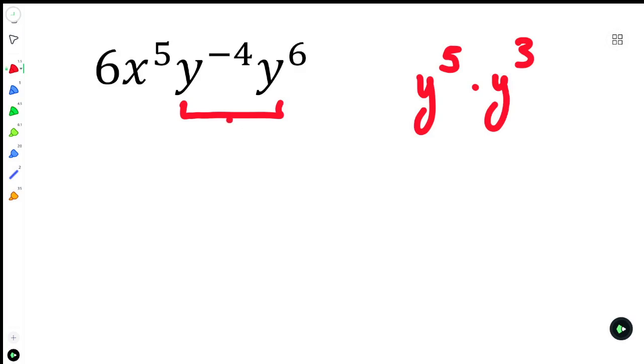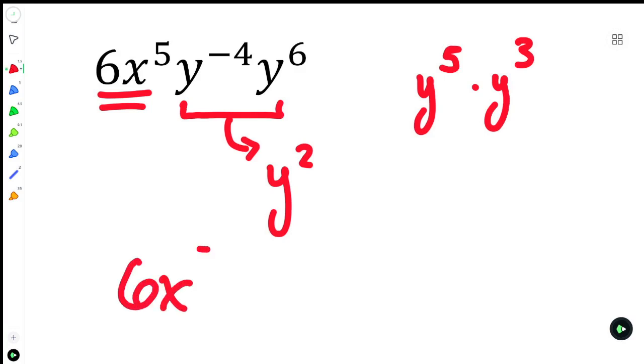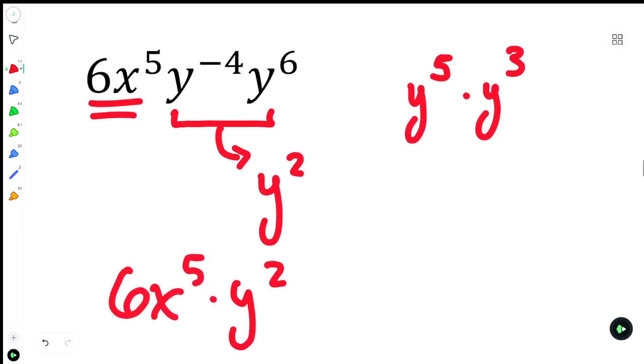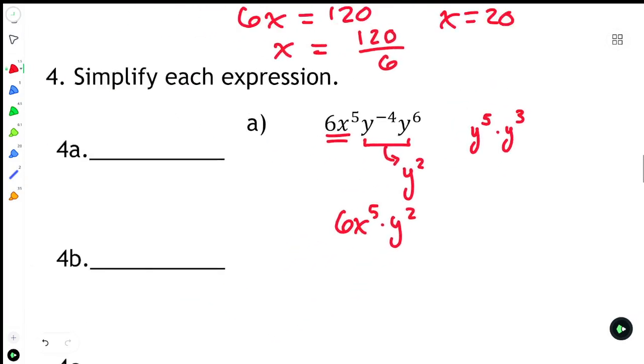In this case, when I combine these, I've got -4 plus 6, and -4 plus 6 does produce a positive exponent, so this becomes y to the 2nd power. I'm just going to rewrite this part down below. So I've got 6 times x to the 5th power times y to the 2nd power. So that's our first answer. That's our answer for part A: 6x to the 5th, and then just y squared. Let's jump over to B.